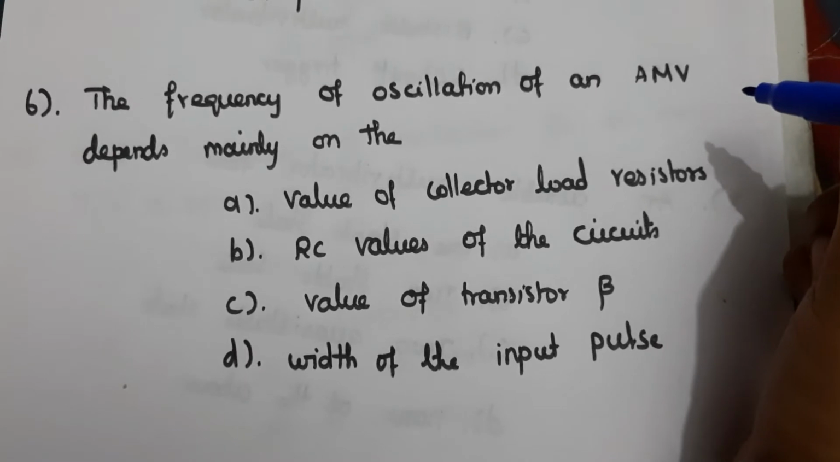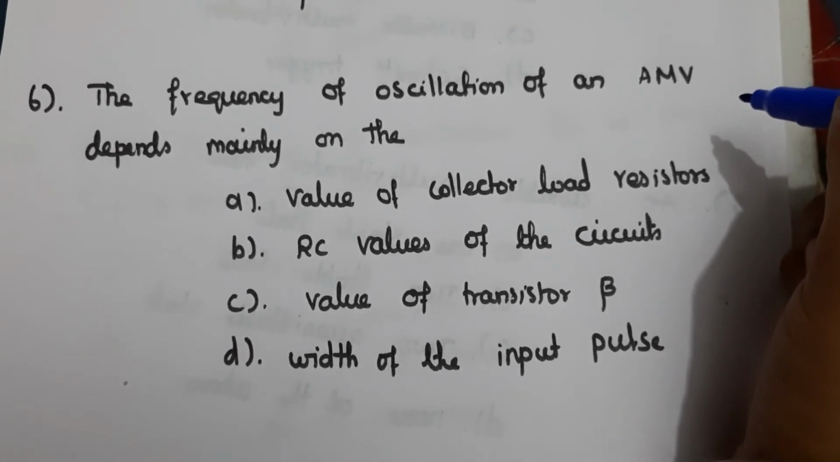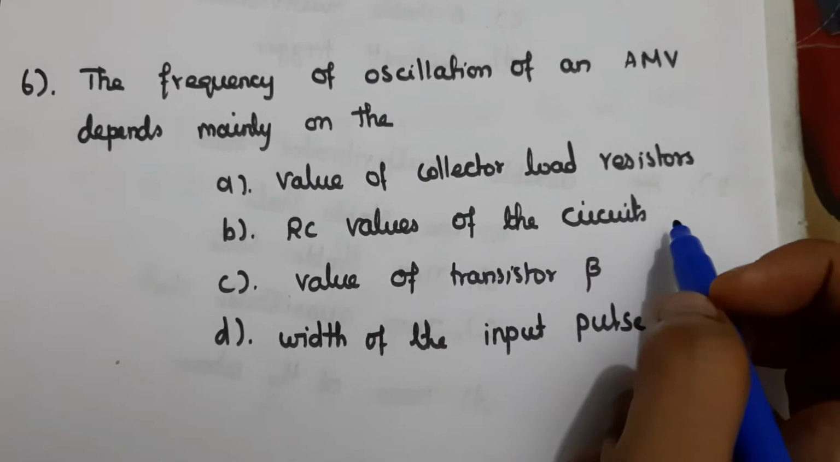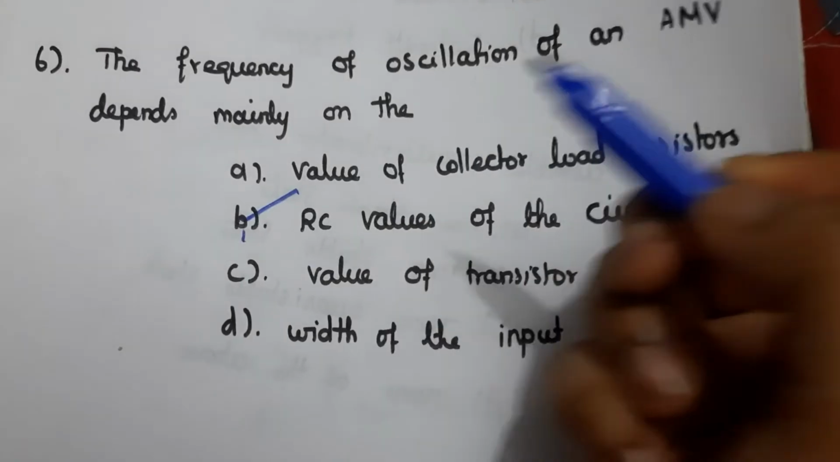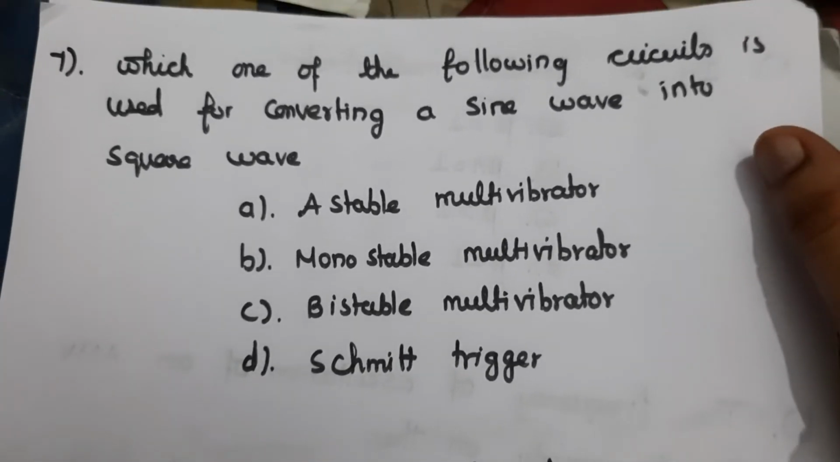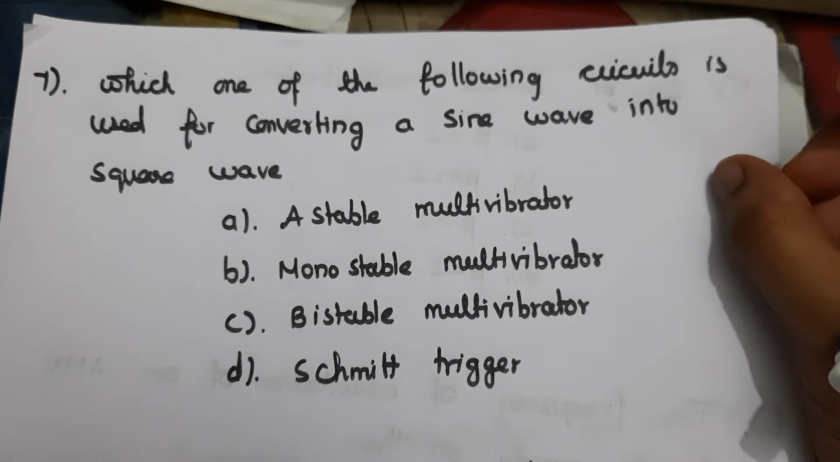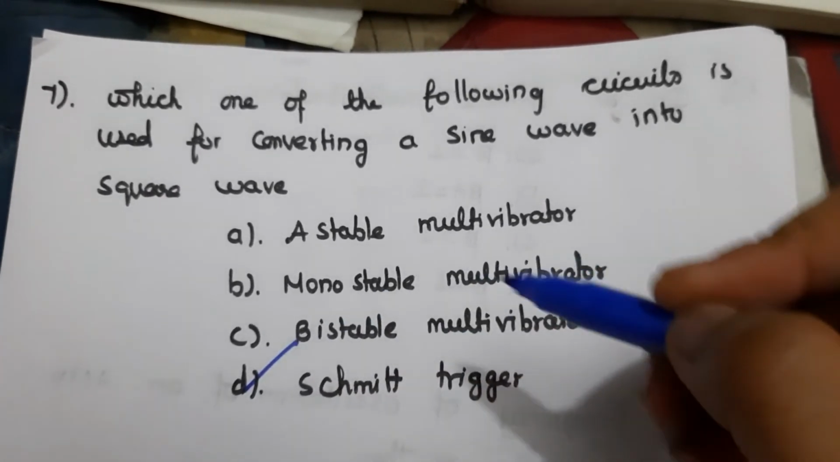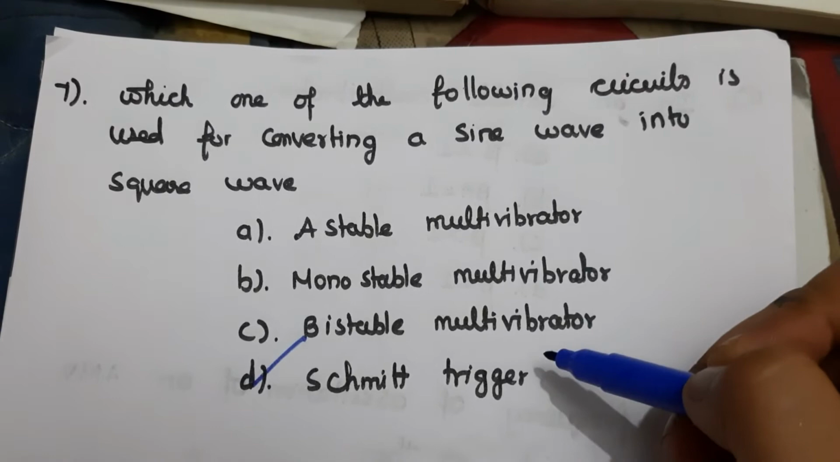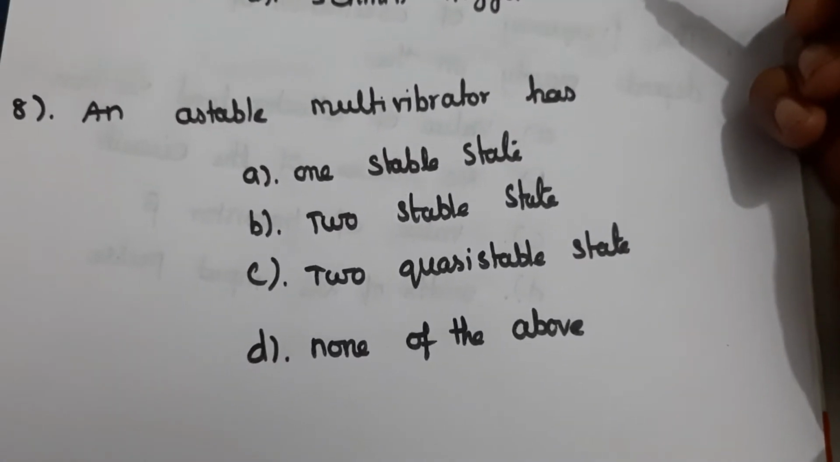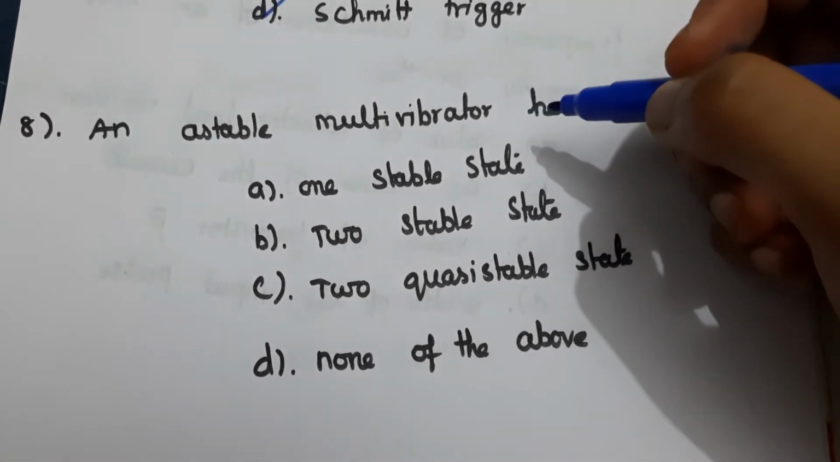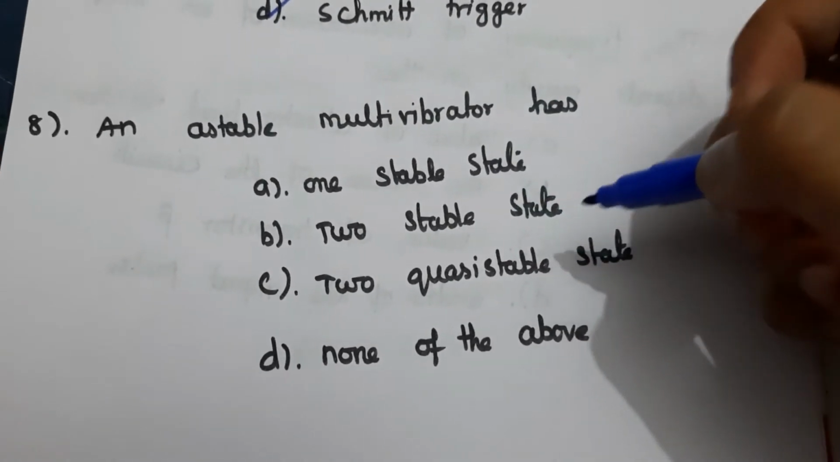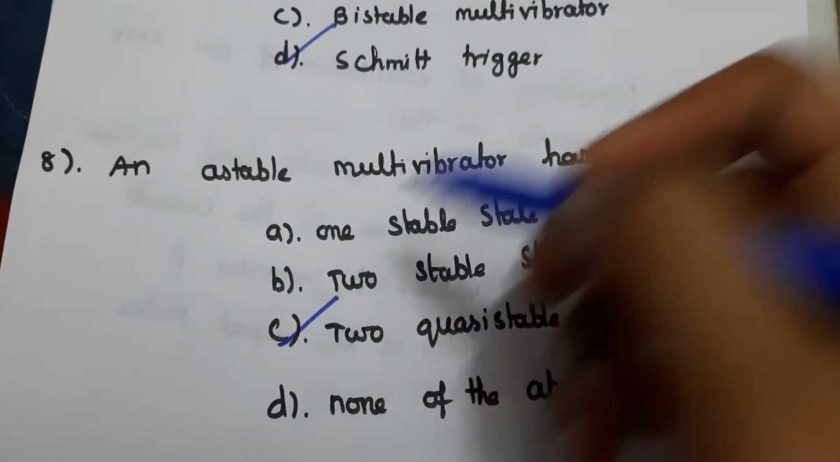Sixth question, the frequency of oscillation of an astable multivibrator depends mainly on the RC values of the circuit, the resistor and capacitor values. So here the answer is B. Seventh question, which of the following circuits is used for converting a sine wave into a square wave? The Schmitt trigger is used to convert a sine wave to a square wave. So here the answer is D. Next question, an astable multivibrator has two quasi-stable states, not any stable state. So here the answer is C.